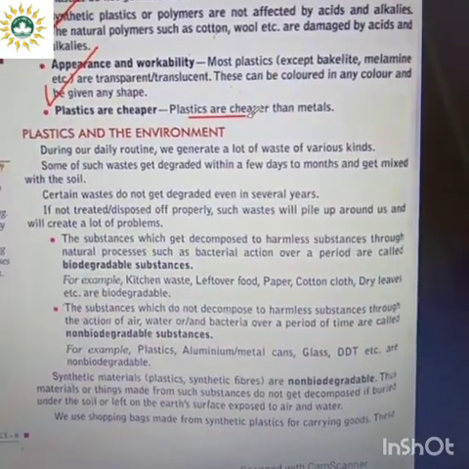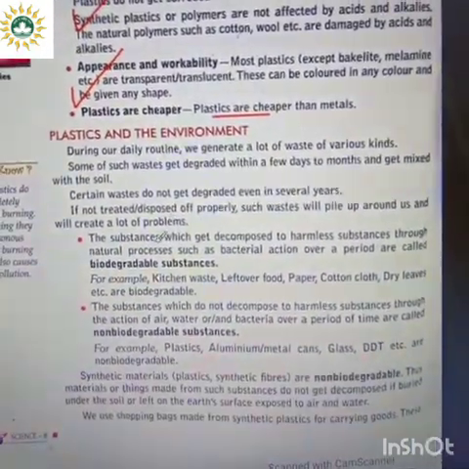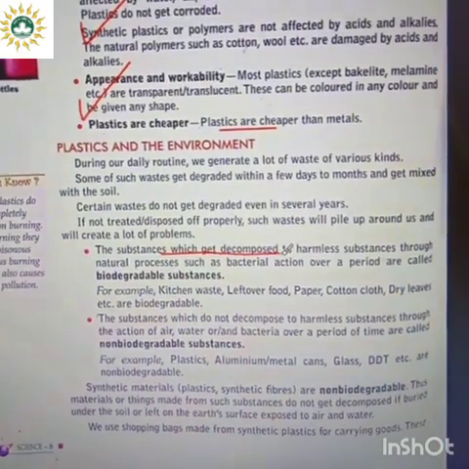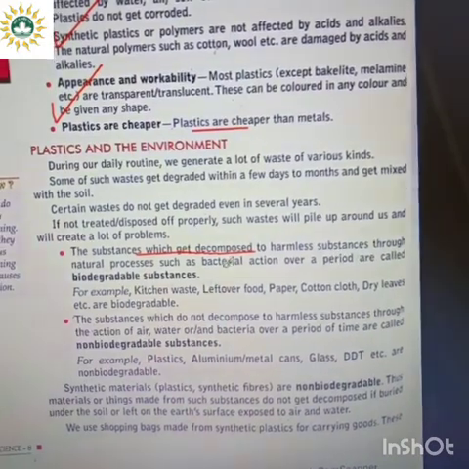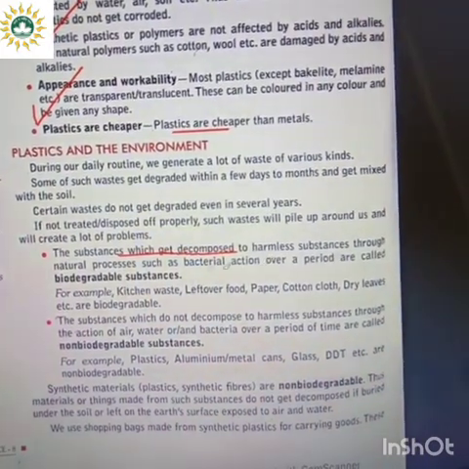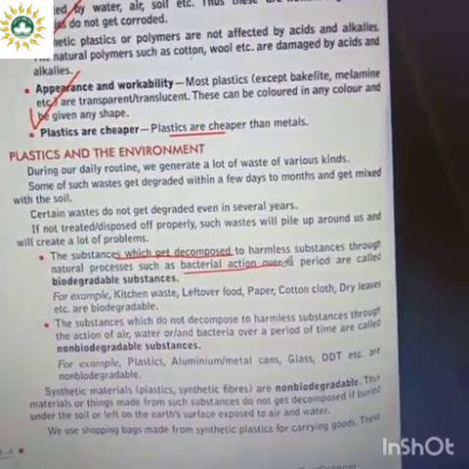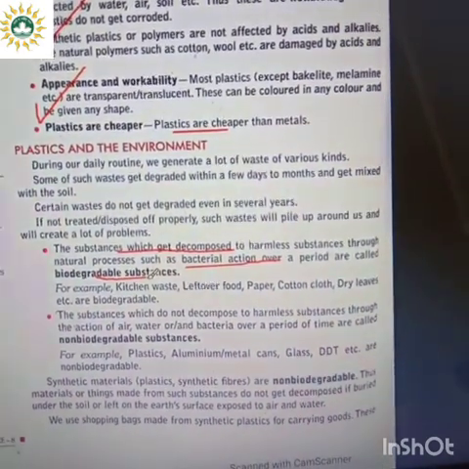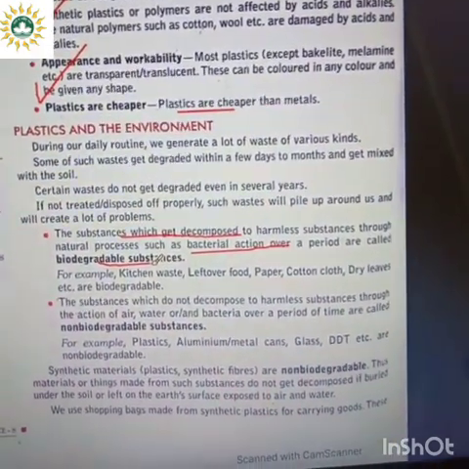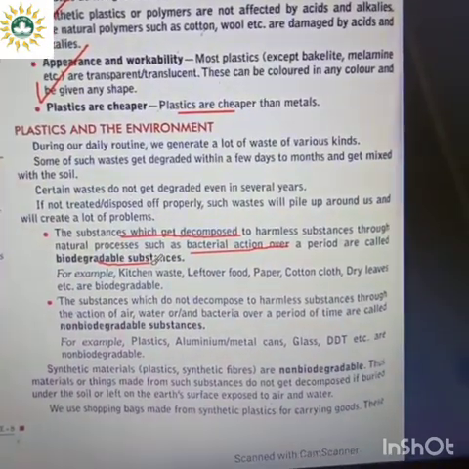So there are two types of substances. First, the substances which get decomposed into harmless substances through natural processes, like bacterial action, which takes place over a period of time. So biodegradable substances are one, right? Like kitchen waste, leftover food, paper, cotton, they are biodegradable substances.